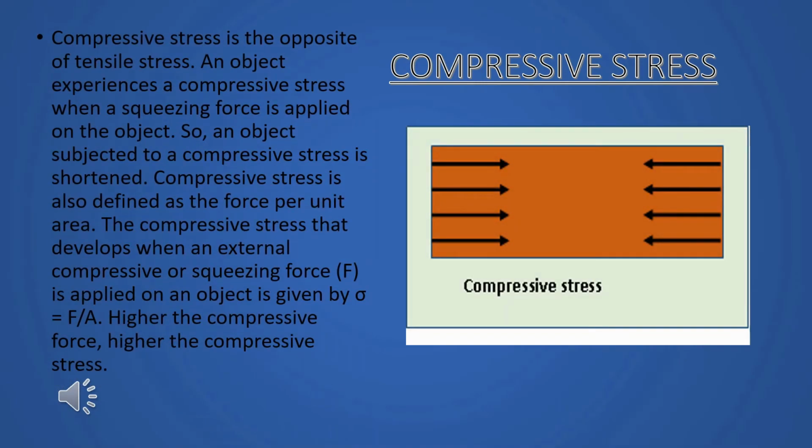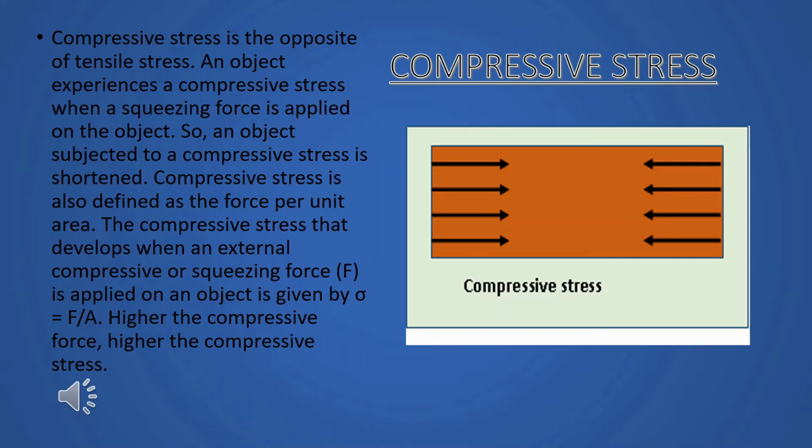First, I'm going to explain compressive stress. Compressive stress is the opposite of tensile stress. An object experiences a compressive stress when a squeezing force is applied on the object. So, an object subjected to a compressive stress shortens. Compressive stress is also defined as the force per unit area.